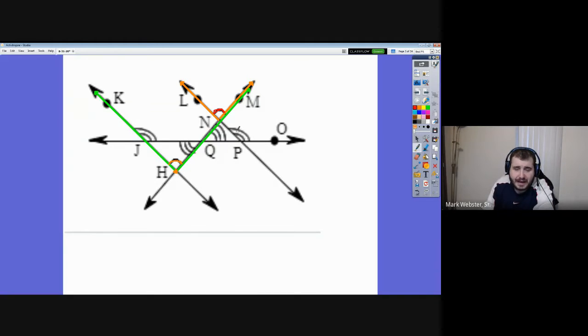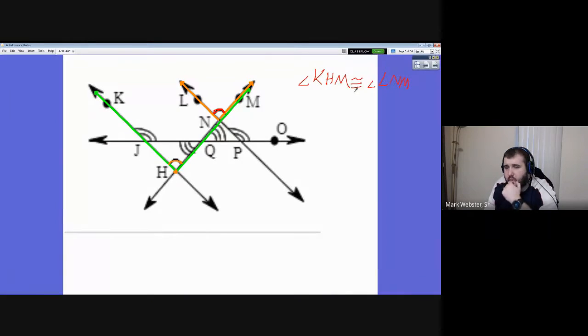So what we can say is that angle KHM is congruent, and I'm going to talk about this symbol in a second, is congruent to angle LNM. So let me talk real quick about this thing right here. This symbol, the thing that looks like the equal sign with the little squiggle on top, that's the symbol for congruent.